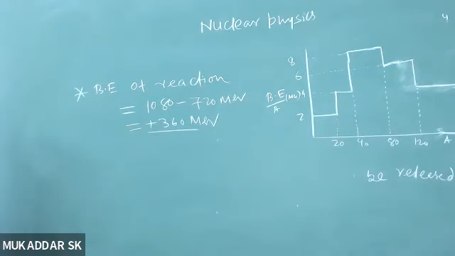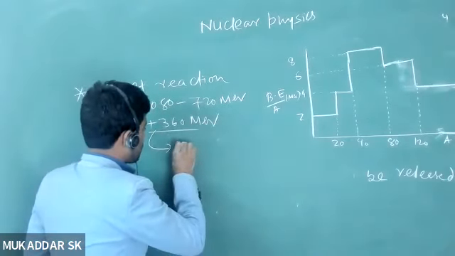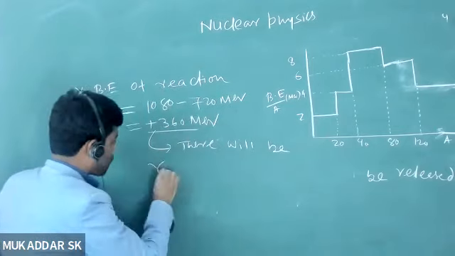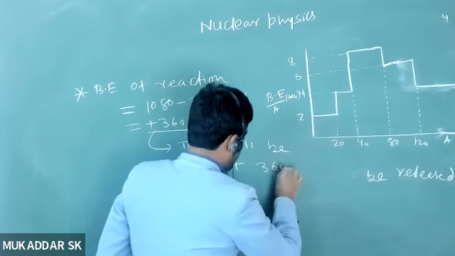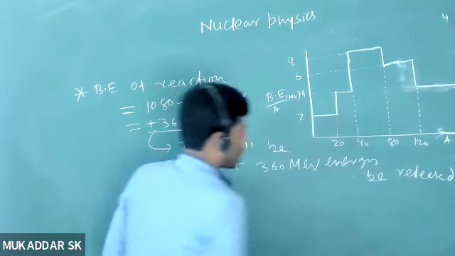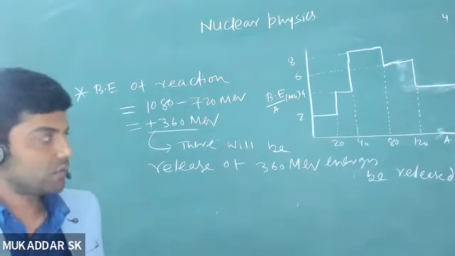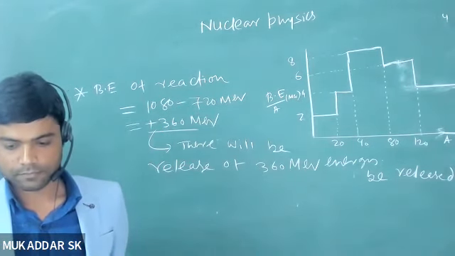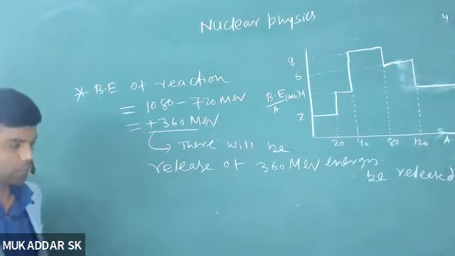Yesterday also you discussed, when you have positive binding energy in the reaction, there will be release of energy. There will be a release of 360 mega electron volt energy, right? There will be release of 360 mega electron volt energy in this reaction. Okay, is this clear? Yes, sir. Okay.